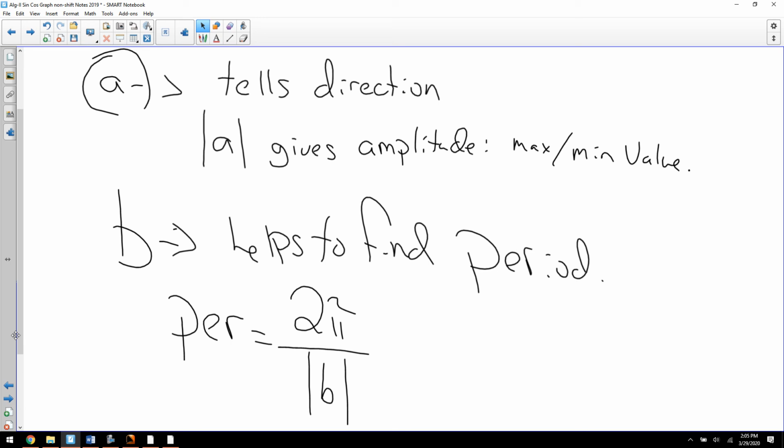In Algebra 2 you're never going to have to really worry about b values being negative. You'll get to the negative angle stuff like that when you get to pre-calc. So let's look at an example.